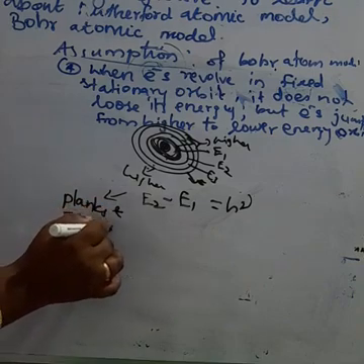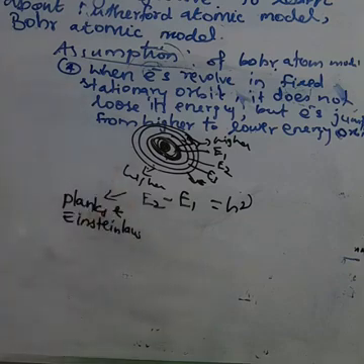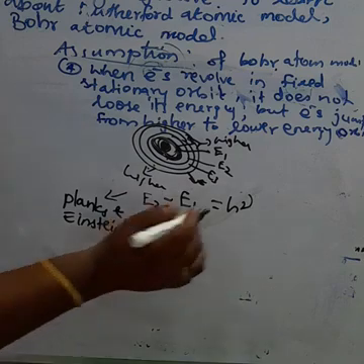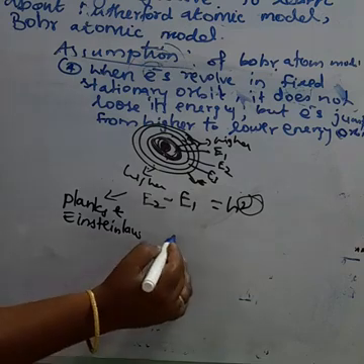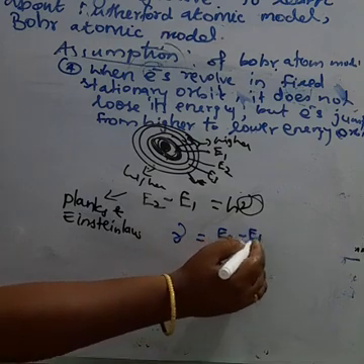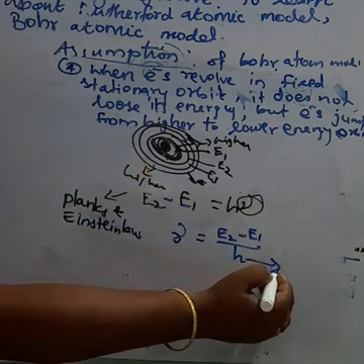So what is the frequency of the emitted radiation? The energy we measured. From this energy, how do we measure the frequency of the emitted radiation? The frequency nu is equal to E2 minus E1 by h. h is the Planck constant we know about. What is the value of the Planck constant?